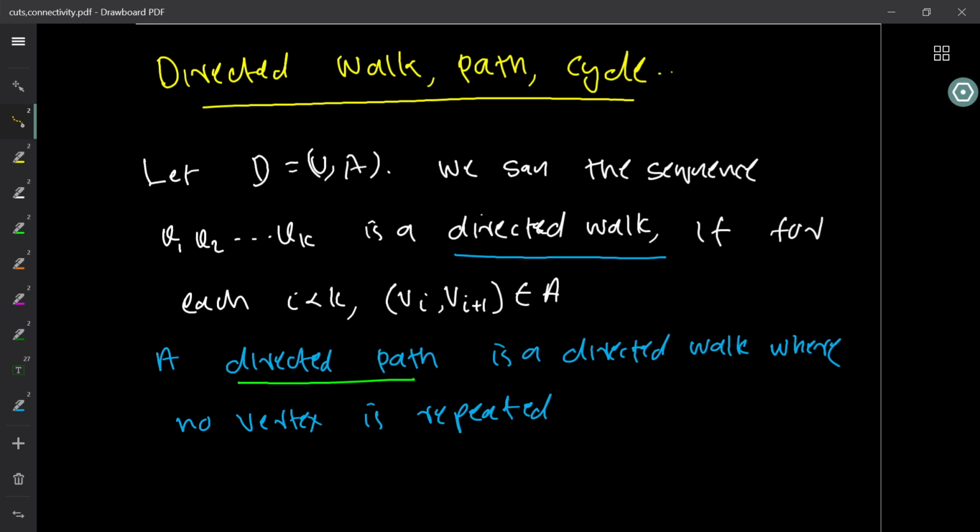And essentially we are saying that, just as in the terms of a walk in a graph, now you have the sequence of edges, but now the arc must be in the correct direction. That's all we are saying. A directed path is essentially a directed walk where no vertex is repeated.